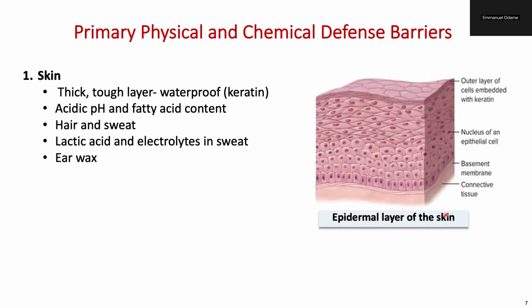So first, let's talk about the skin, which is more visible on your body. You can see it. It's a thick, tough, waterproof layer covering your body, which is mostly made up of keratin. The pH is very low, so basically it's acidic, and it contains fatty acid content. And in it, we have your hair and your sweat, which are responsible for preventing most microbes from invading your body.